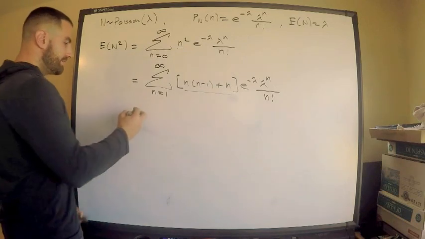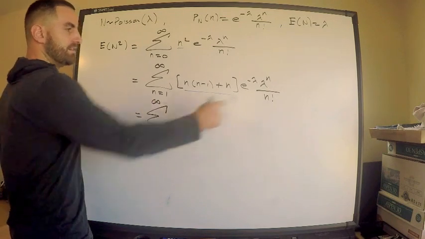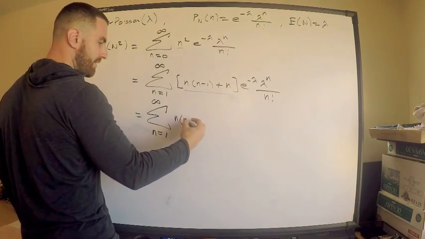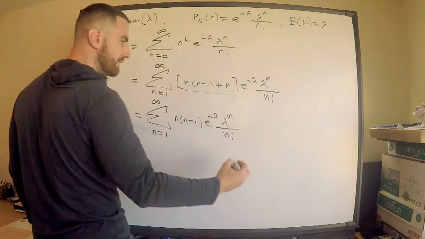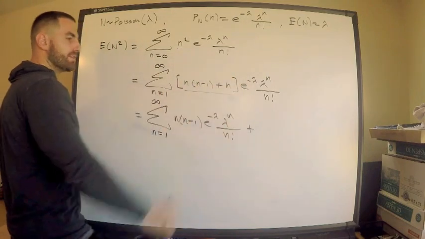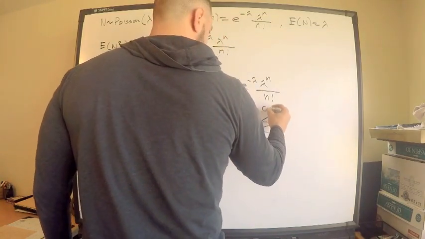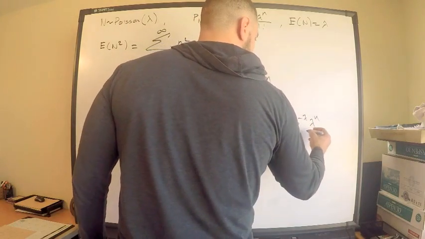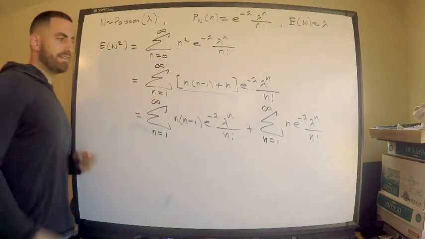Because now, this is equal to the sum from n equals 1 to infinity. Distribute this quantity over here into here. This is what I arrive at: n times n minus 1, e to the negative lambda, lambda to the n over n factorial, plus, now the sigma distributes through the sum, the sum n equals 1 to infinity of n times e to the negative lambda, lambda to the n over n factorial. This is looking good. You should recognize this expression over here because that's the expected value.